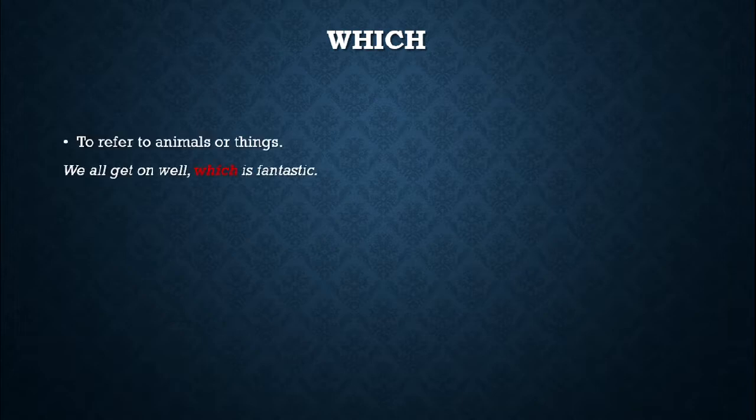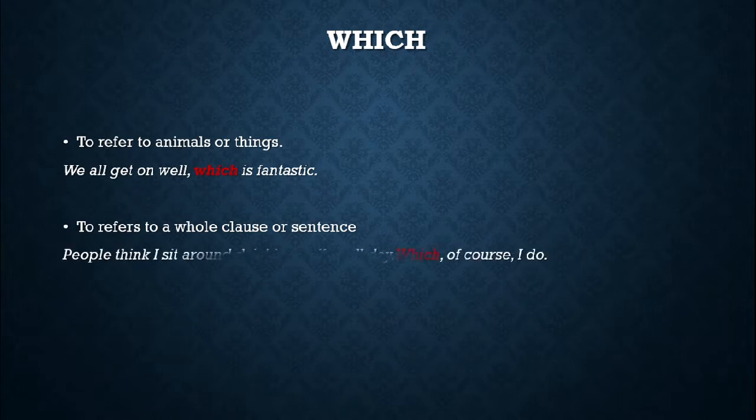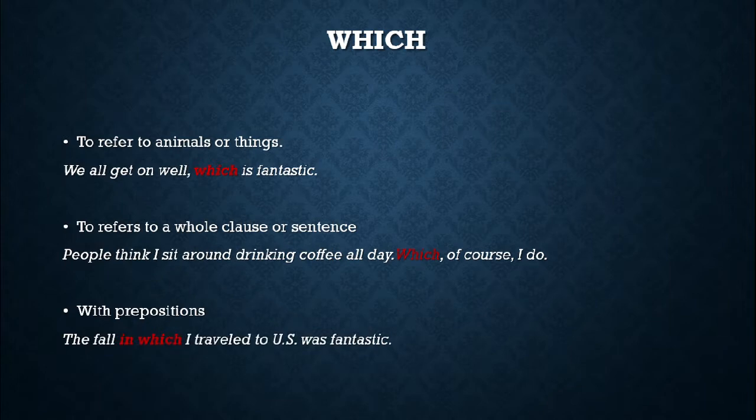We all get on well, which is fantastic. Also, which refers to a whole clause or sentence. People think I sit around drinking coffee all day, which, of course, I do. Also, we can use which after prepositions and before nouns in fixed phrases, like in which case, the chance of which, at which time, the result, outcome of which, the likelihood of which, etc. For example, the fall in which I traveled to the US was fantastic.